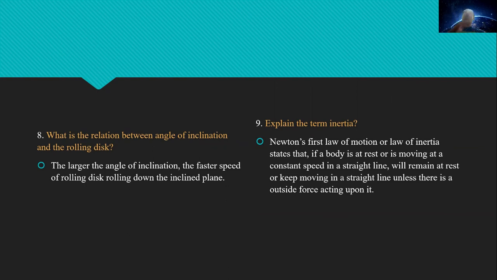So I'll be presenting the rest of the discussion and the conclusion. The eighth question is, what is the relation between angle of inclination and the rolling disc? Based on the experiment that has been done, the larger the angle of inclination, the faster the speed of the rolling disc rolling down the inclined plane.